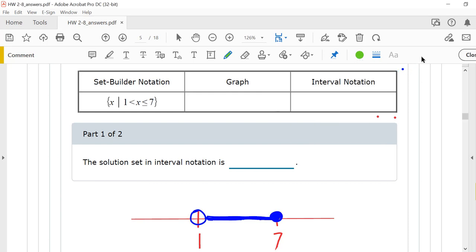So one reason I wanted to show you the parentheses and the brackets, showing you that it was open circle is parenthesis, meaning just less than. Closed circle with a bracket. So to do the interval notation, I'm going to start at 1 with a parenthesis, comma, and then I'm going to end here at 7 with a bracket. That's interval notation. Always go from left to right, small number to big number.